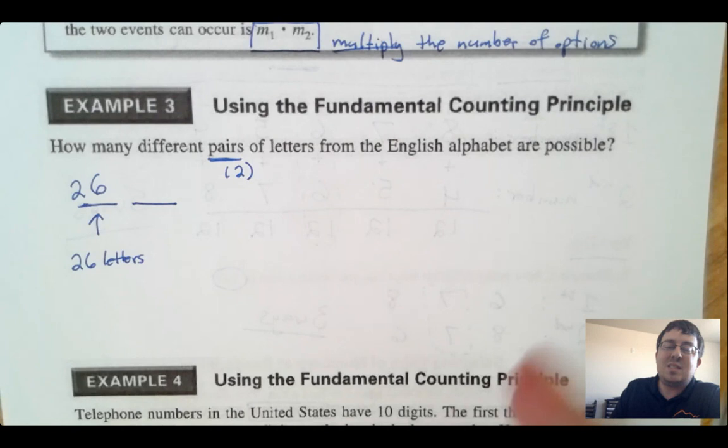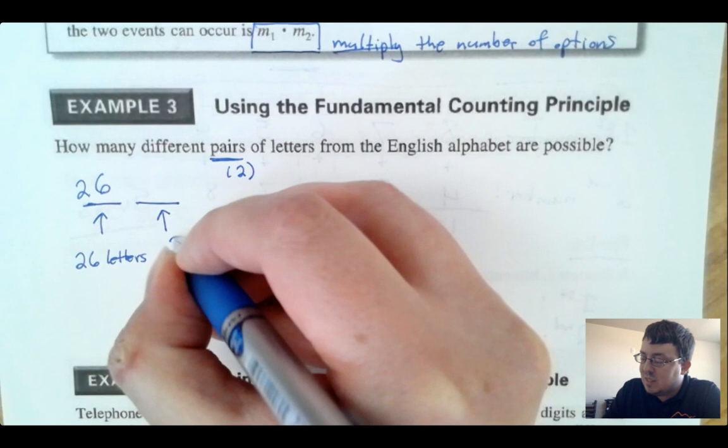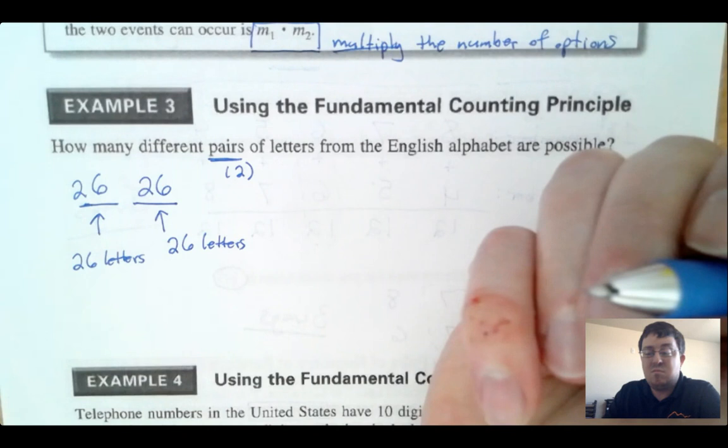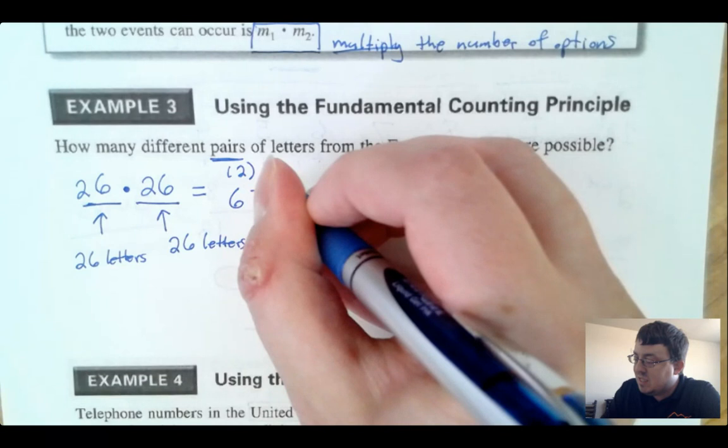Because it doesn't tell me that I can't repeat letters, I know that for my second letter, there are still 26 letters in the alphabet. So there are 26 options for the second letter, again, A through Z. And all I have to do then is multiply them together to tell me that there are 676 different pairs of letters to look at here.